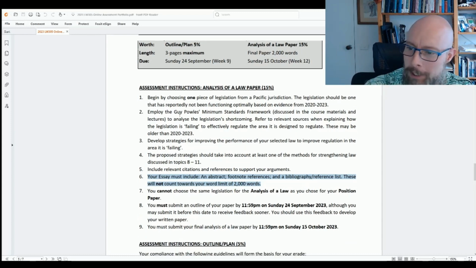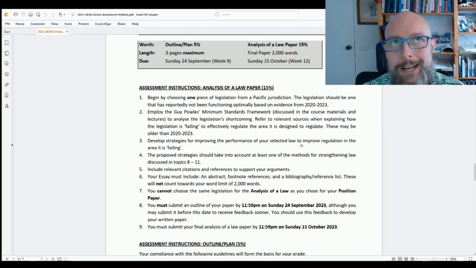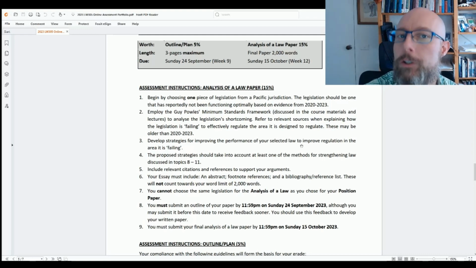Referring to the assessment instructions, you must use the Guy Powell's minimum standards framework. That is literally the assessment task. And so you have to mention it, you have to use it, and you have to use it in the way that we've indicated, because we're trying to get you to practice applying a theoretical framework to explain why the problem that you've identified is a problem and the nature of the problem.